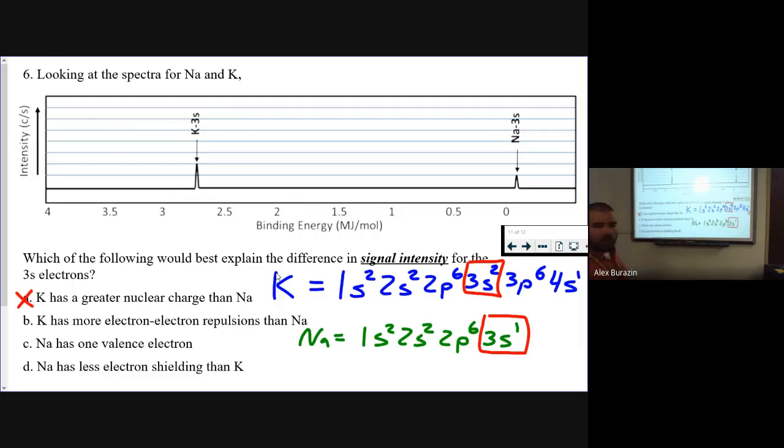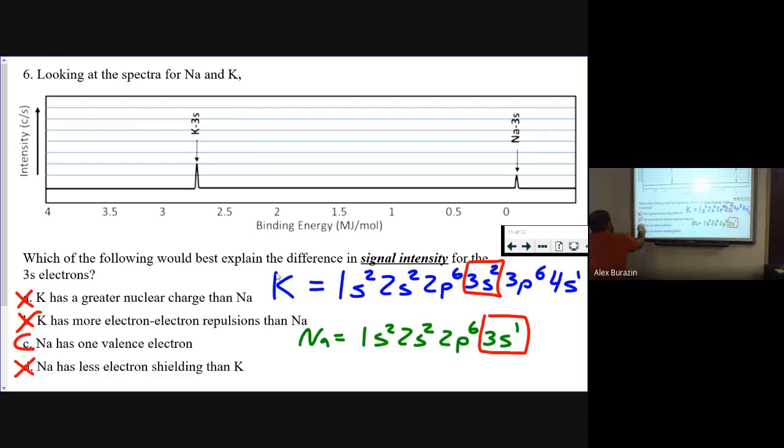B is saying that there's more electron repulsion. I mean, that's true, but it has absolutely nothing to do with the height of the peak, so that's irrelevant. C says that sodium only has 1 valence electron. Also true, and it's kind of related to the number of electrons in the orbital, so we'll leave it for now. Sodium has less electron shielding than potassium. It's true, but again, it has nothing to do with the height of the peak, right?